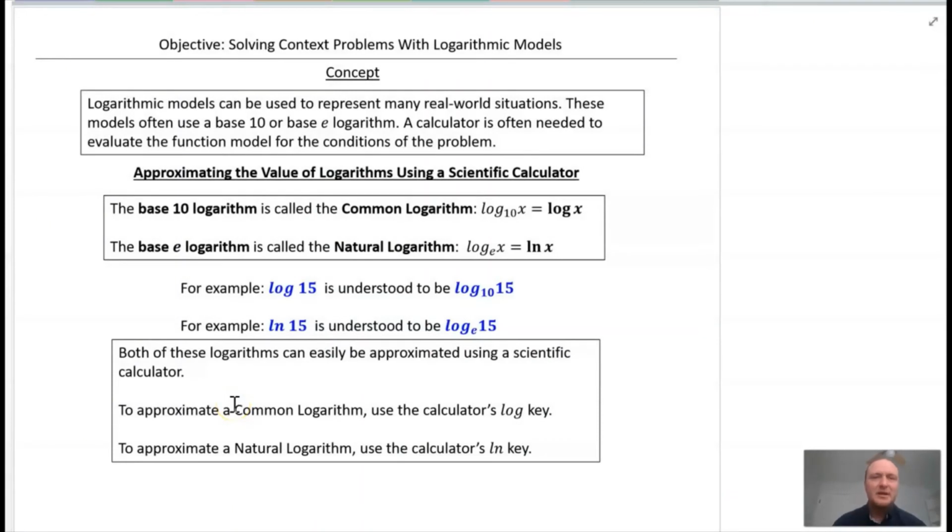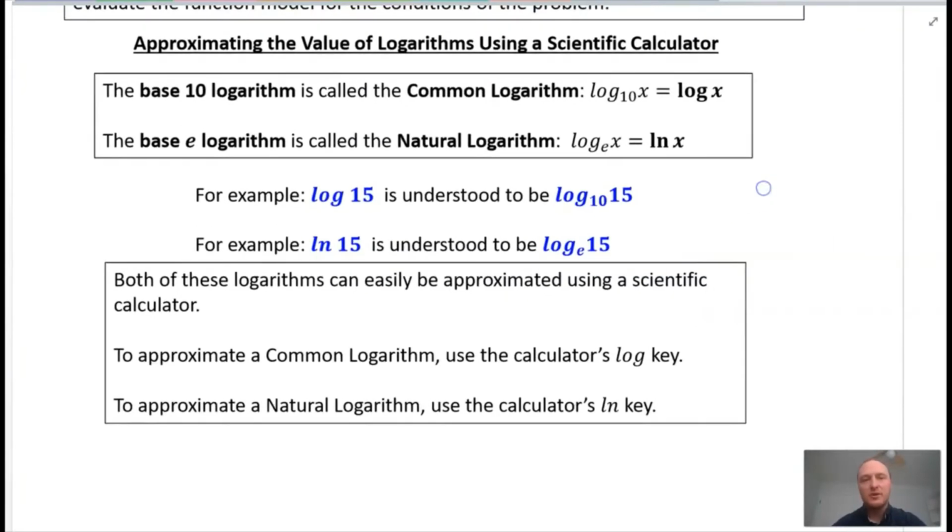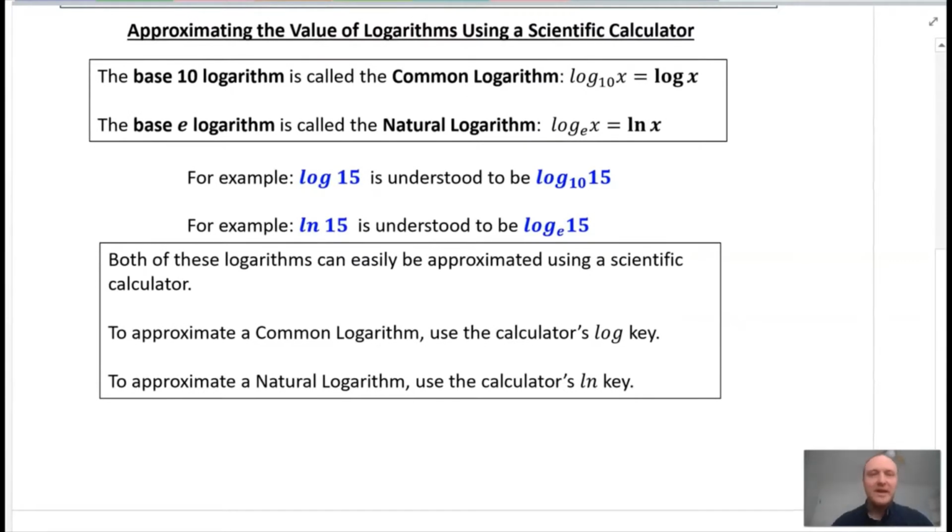Here, logarithmic models can be used to represent many real-world situations. These models often use base 10 or base e logarithms, and these are the two very important logarithms that we will be using going forward. A calculator is often needed to evaluate the function model for the conditions in a problem.